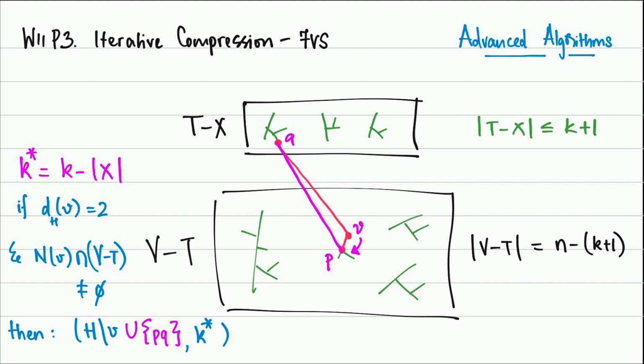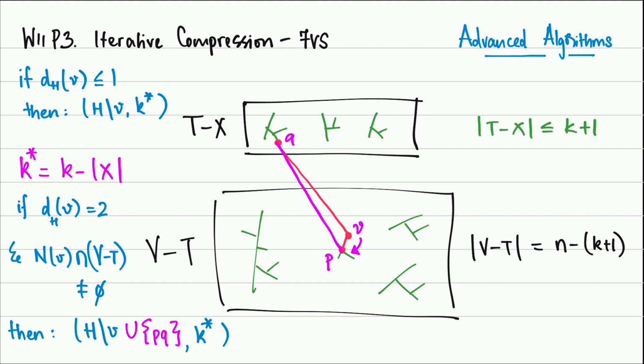And we also do the degree 1 simplification. So if the degree of any vertex in H is at most 1, then we simply remove such a vertex and keep the budget unchanged. So those are all the simplifications that we are going to execute.